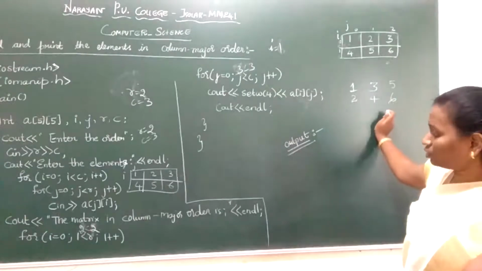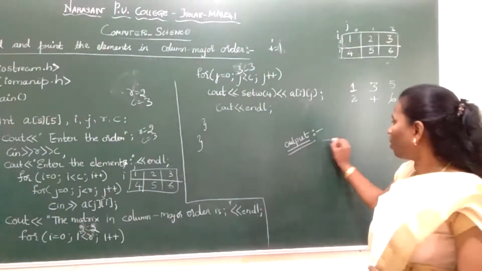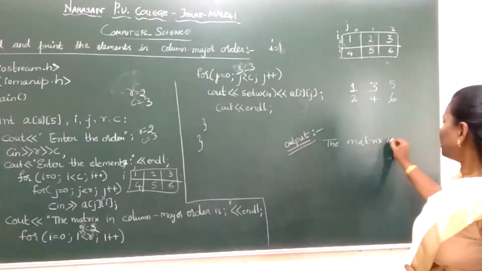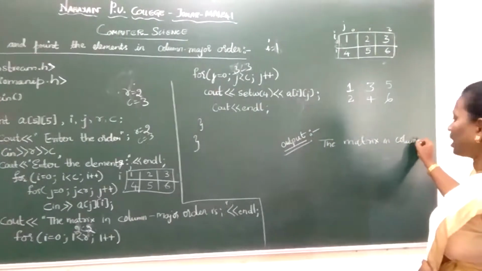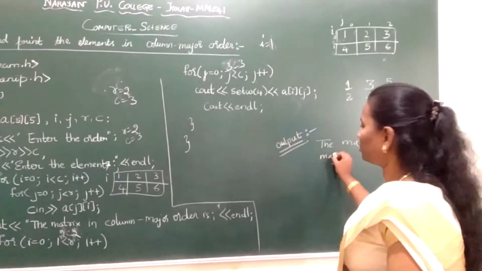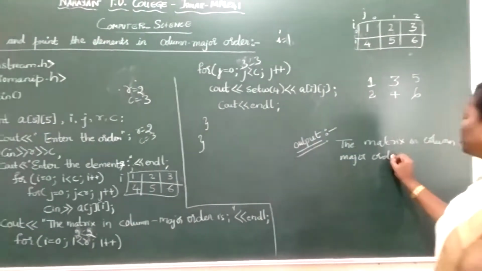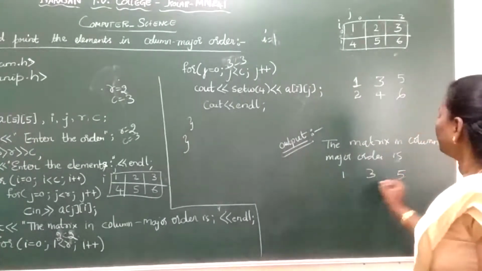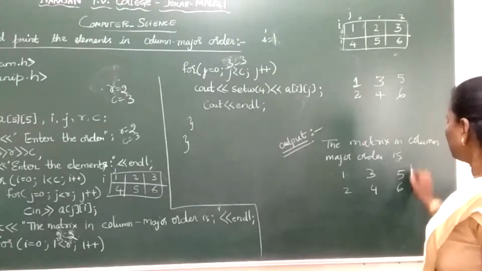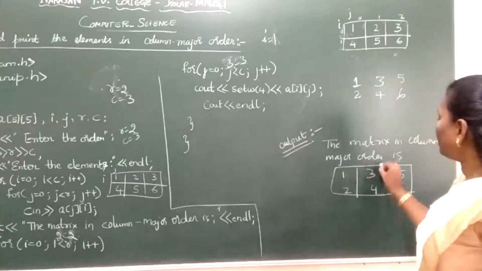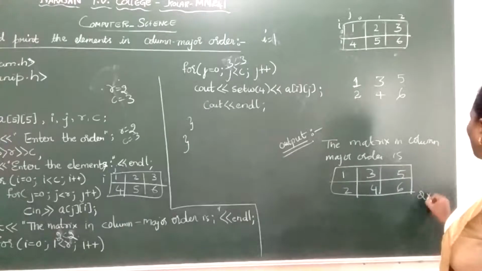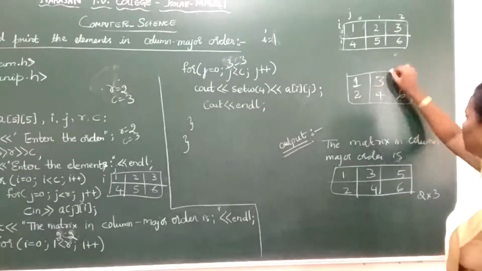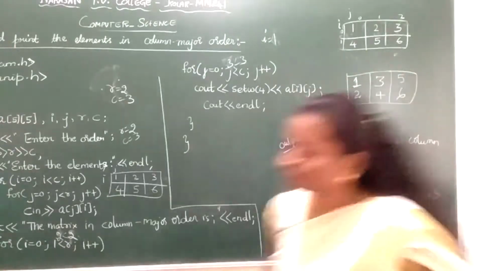So the matrix in the output will be in column major order. The matrix in column major order is 1, 3, 5, 2, 4, 6. See, this is also 2 cross 3 only, but this is in column major, and this is in row major. This will be a confusion for you.